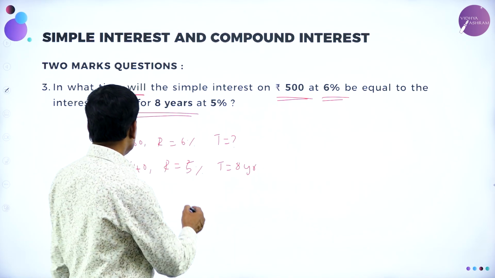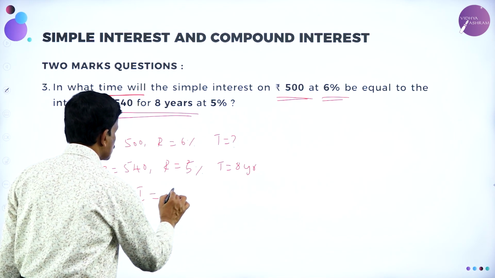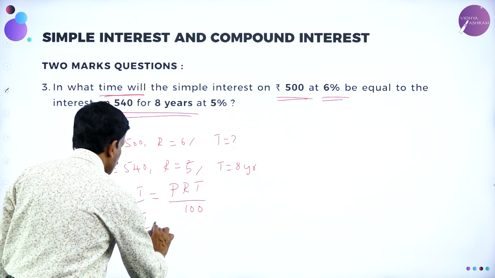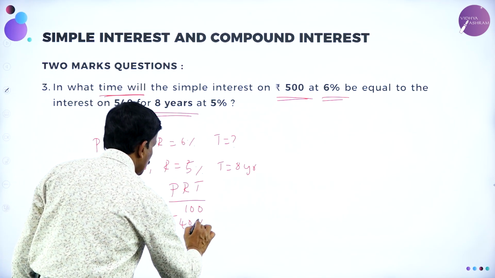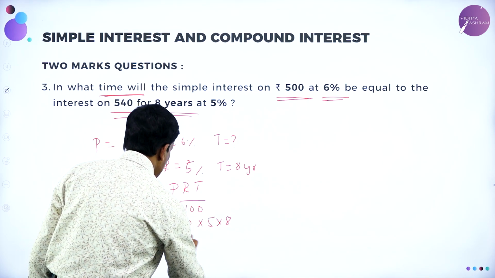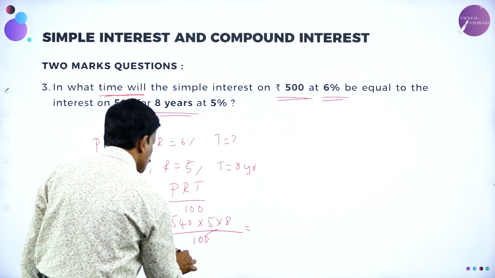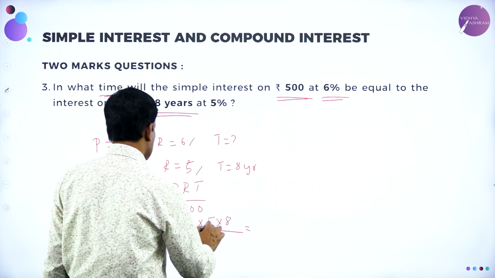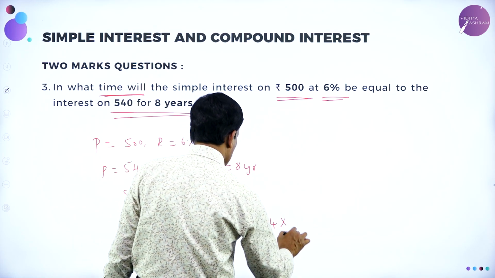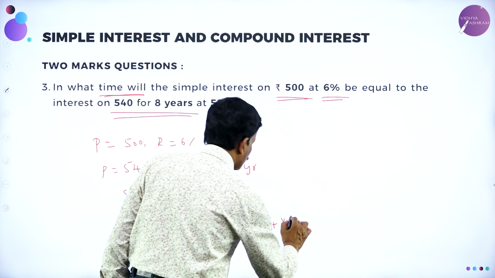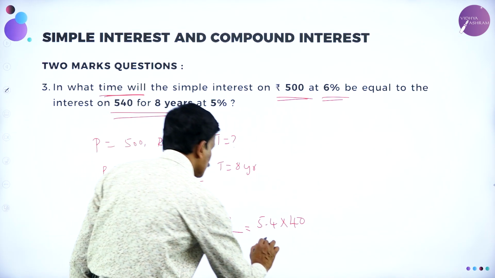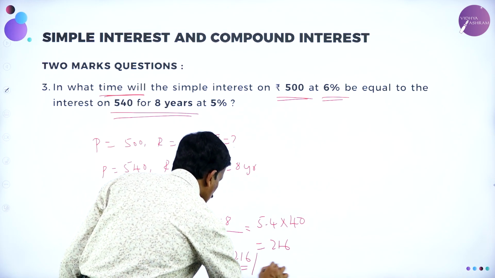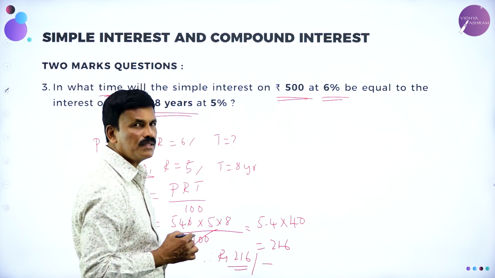Now first calculate the simple interest for this. So therefore the simple interest is equal to PRT over 100. The simple interest for rupees 540 at the rate of 5% for 8 years is equal to, 0 and 1 0 gets cancelled, 540 divided by 10 is 54, into 8 into 5, 40. This is equal to 216. So therefore the simple interest is rupees 216 for a principal of 540, right?